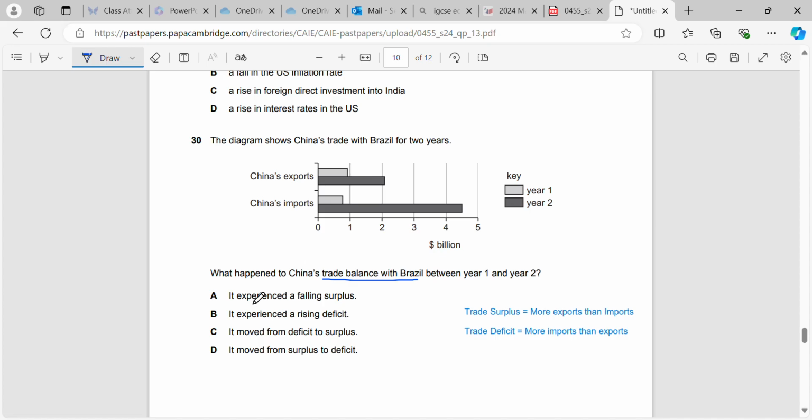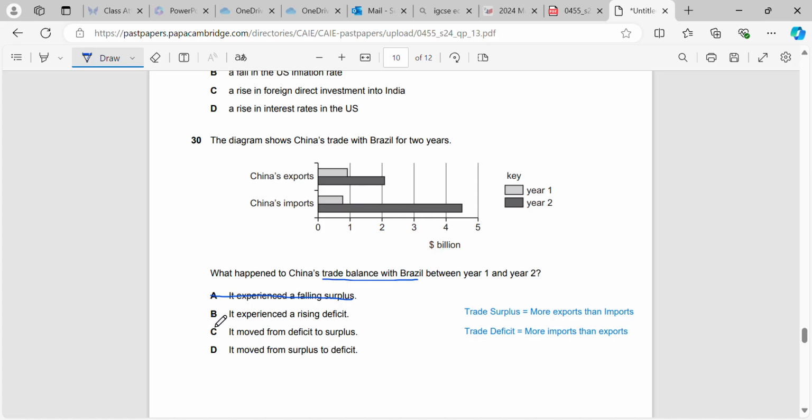correct answer. If we start at A, it experienced a falling surplus. So we can see in year 1 they have a surplus because their exports are bigger than their imports, but in year 2 their exports are smaller than imports. So their surplus hasn't fallen. They had a surplus in year 1 but a deficit in year 2.